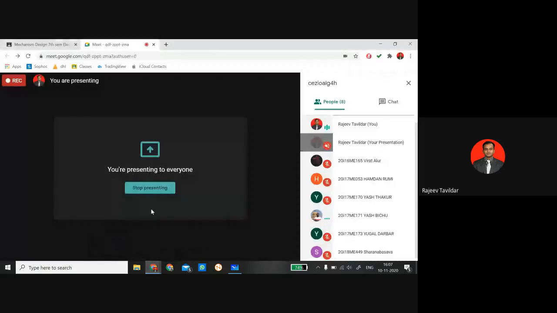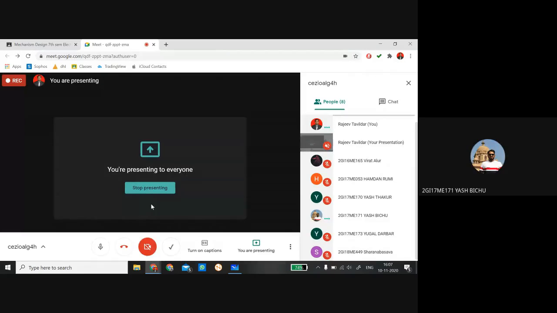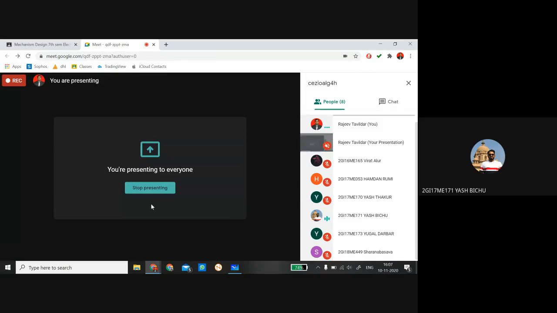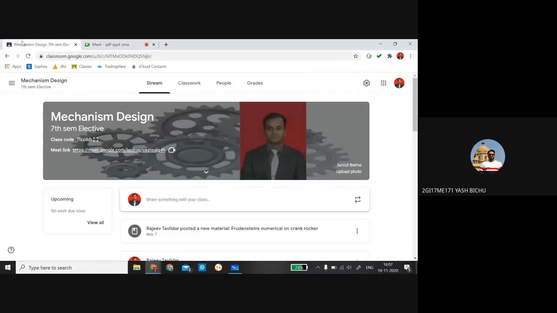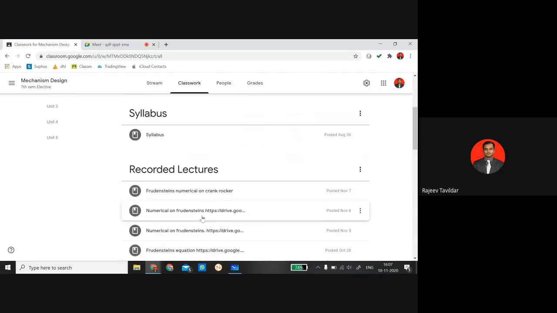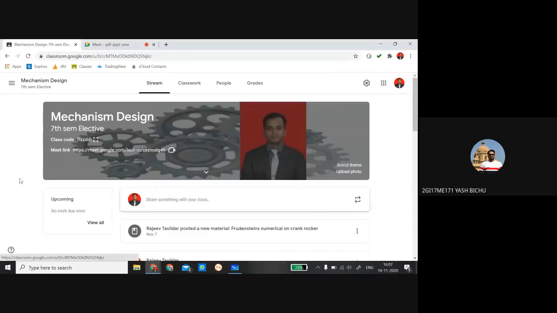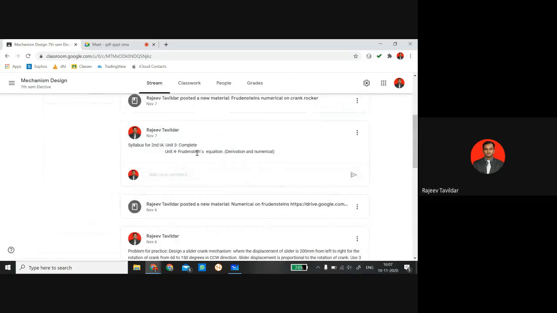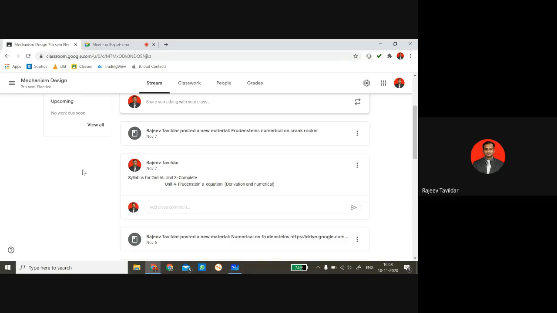If you don't have any doubts as of now, yes. So for IA, this is there, no? Freudenstein, the numerical is the last thing. For IA, I have mentioned that. You have mentioned Freudenstein's equation, derivation and numericals. But derivation only for slider crank. Yes, only for slider crank. That means up till this class, whatever I've done, that is there for your IA. Yes. Okay, that doesn't mean that you don't attend the next class on Bloch's method.